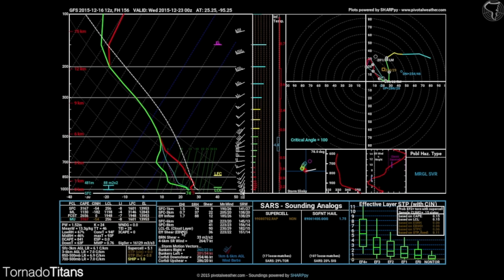If you don't have it labeled conveniently, like on a Sharpie sounding, you don't have to do this because it's already there. But let's take a look.